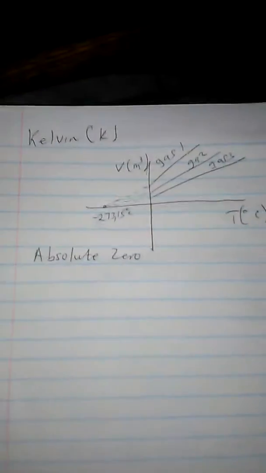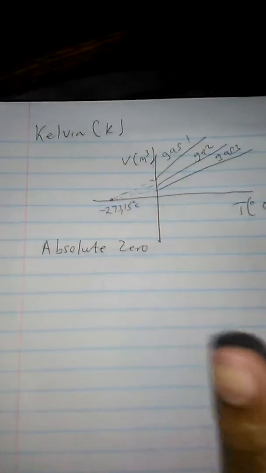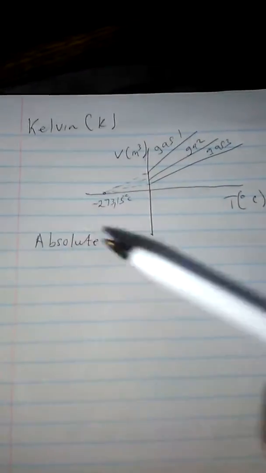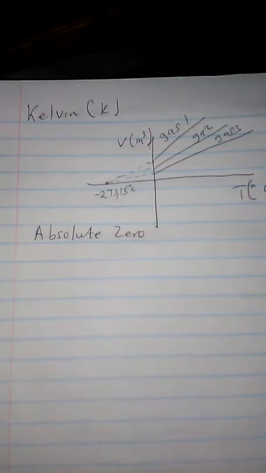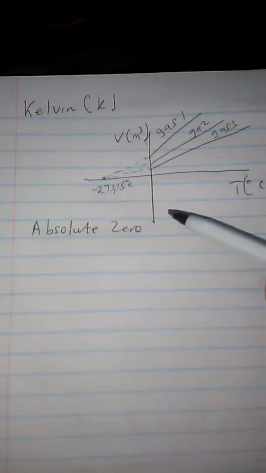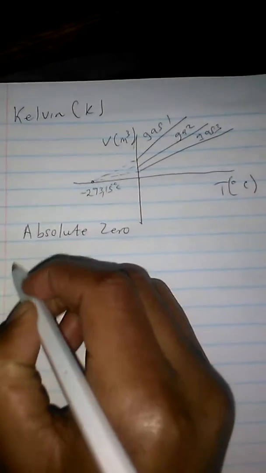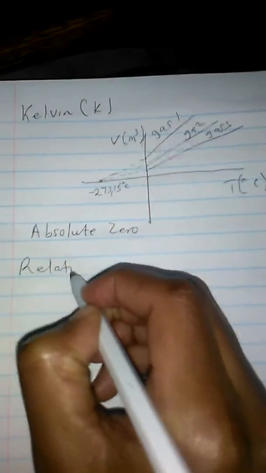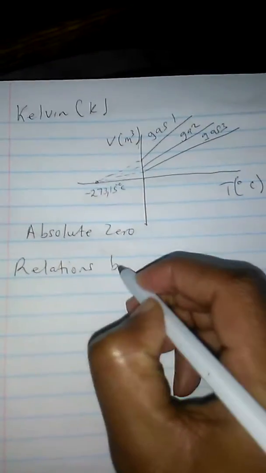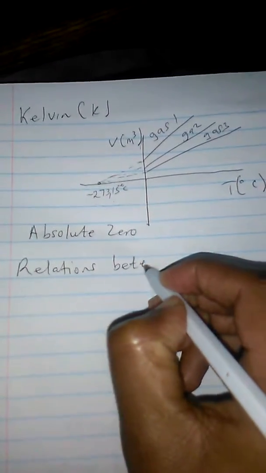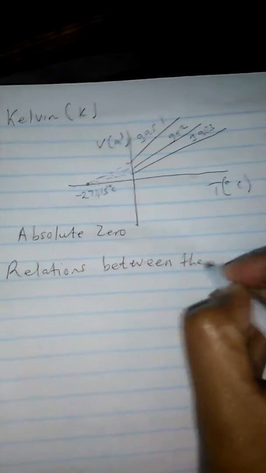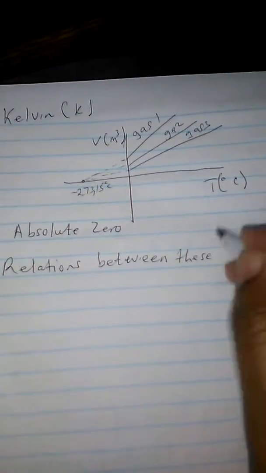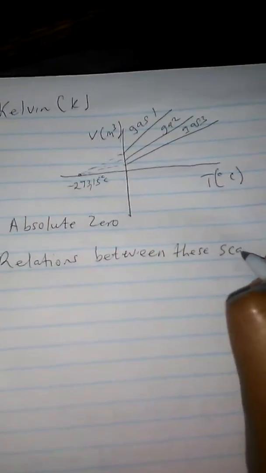Now, with that being said, we have looked at the three scales. We have looked at the Celsius scale, the Fahrenheit scale, and the Kelvin scale, and now we are going to look at the relations between these temperature scales, more precisely.